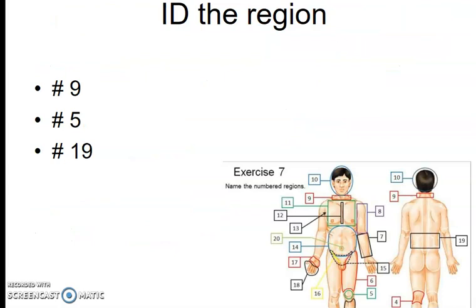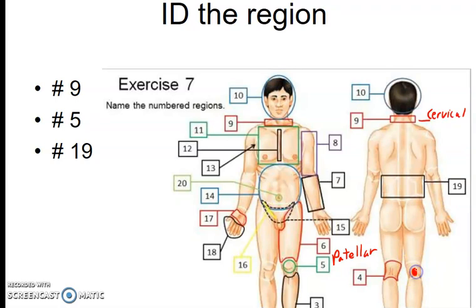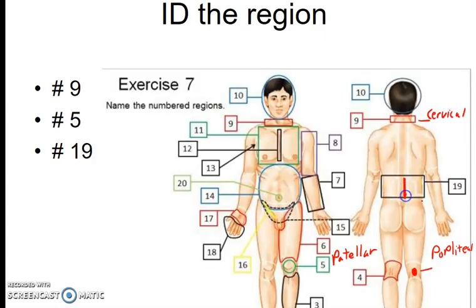So, this is what the lab exam is going to be like. Identify the region. And the good news is I get to go over all of these again in lab. So 9 is cervical. So what is region number 5? That's your patellar region. Not to be confused with back here. The back of your knee. That was that weird one, popliteal. Okay, region 19. What is region number 19? Well, it's your lower back right here. So that's your lumbar. Remember, lumbar punctures are down here.